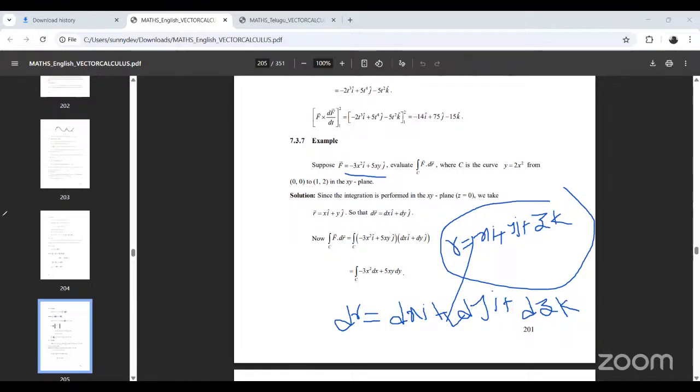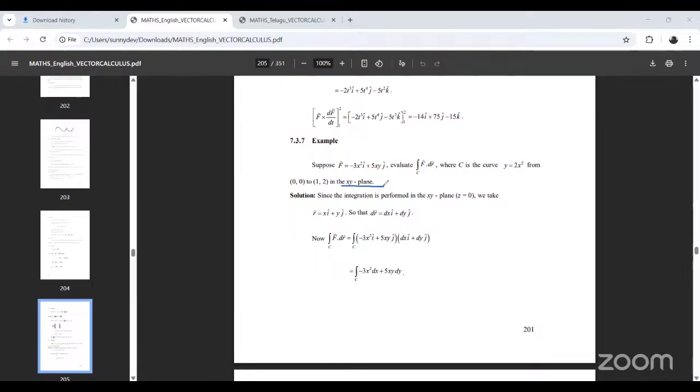So in the xy plane, z equal to 0. If z equal to 0, then r becomes xi plus yj, and dr becomes dx i plus dy j. Understood? So this is r and this is dr. Now find F dot dr. F is 3x squared i plus 5xy j.